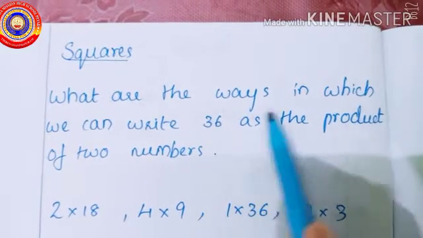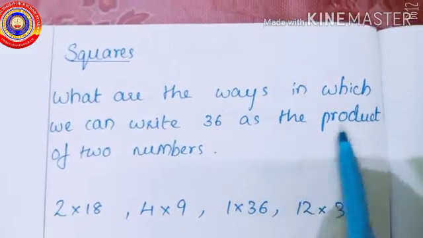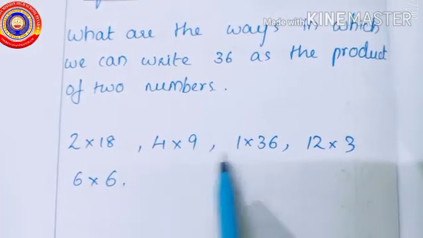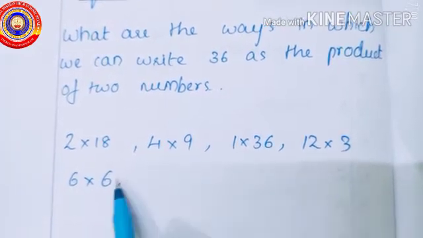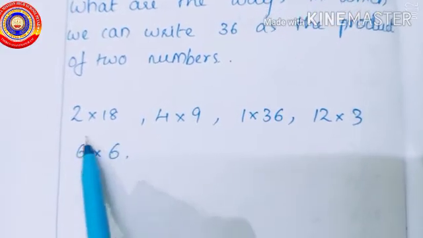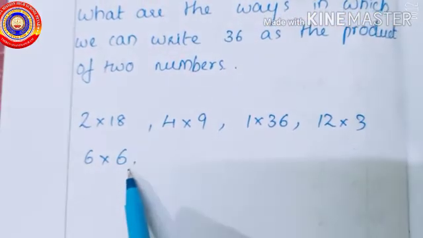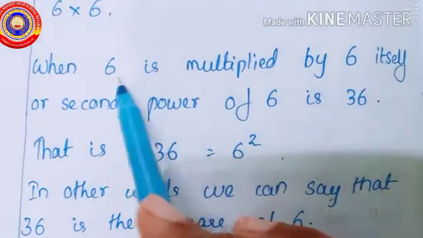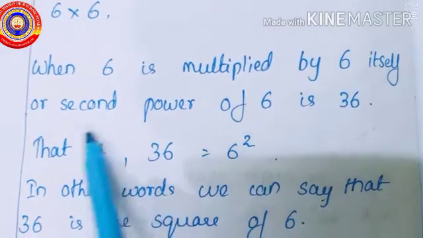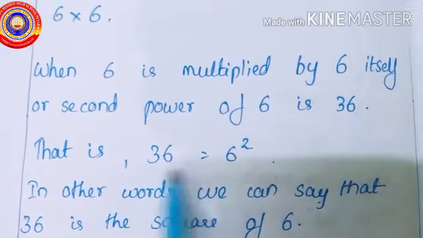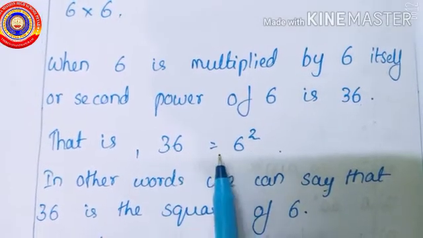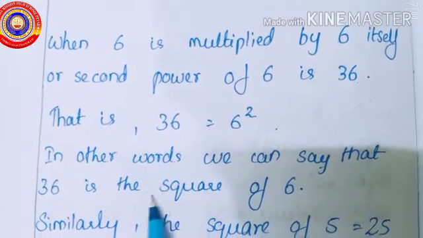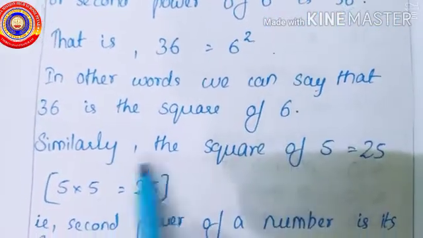Squares. What are the ways in which we can write 36 as the product of two numbers? 36 can be written as 2 into 18, 4 into 9, 1 into 36, 12 into 3 and 6 into 6. So look at this children, 6 into 6. Both the numbers are same. When 6 is multiplied by 6 itself, or the second power of 6, it is 36. That is, 36 is equal to 6 square. In other words, we can say that 36 is the square of 6.